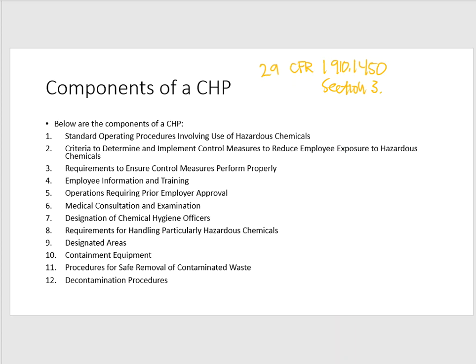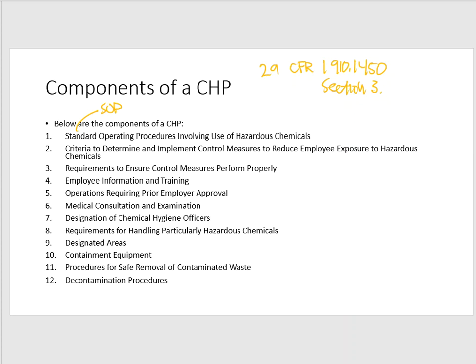So up at the top, we're going to see standard operating procedures involving the use of hazardous chemicals. Standard operating procedure stands for SOP. So basically, if I'm using a hazardous chemical in the laboratory, how should I be handling it? That's the standard operating procedure, right? What should you do? What are the steps that you should do it in? That's what we call a standard operating procedure.